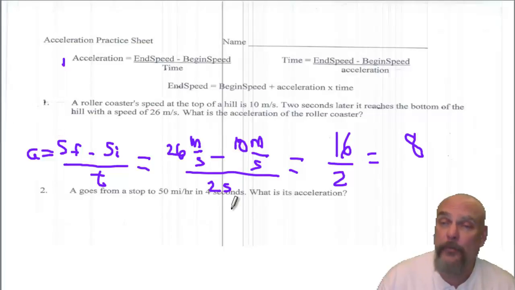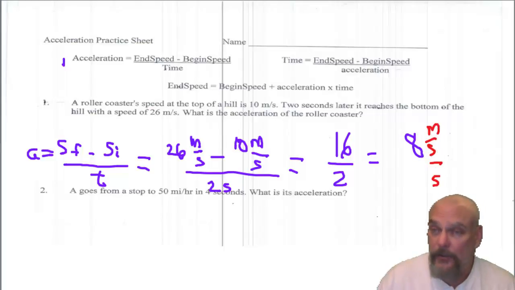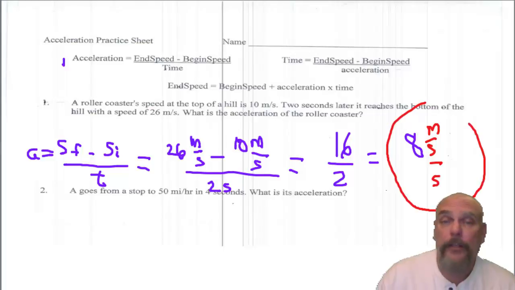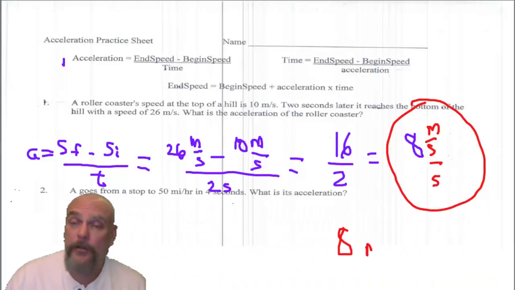And then we need to figure out the units. And again, it could be a little bit tricky. It's going to be meters per second, which is the speed unit, and it increases 8 meters per second every second. So the correct answer is 8 meters per second per second. That is the unit of acceleration. Sometimes that's going to be written, like you'll see in the textbook, as 8 meters per second squared. So try not to get confused by that.